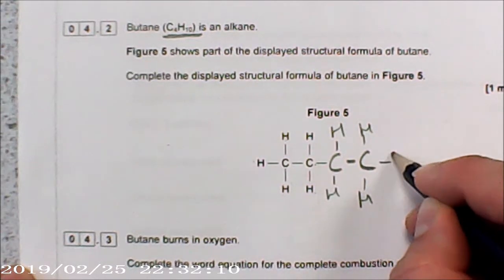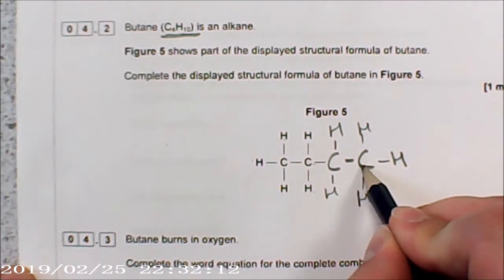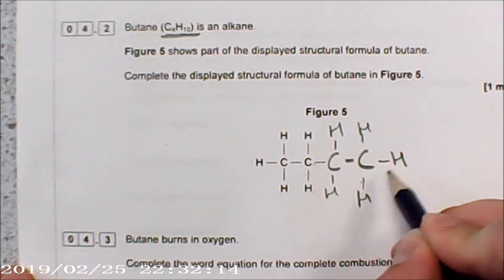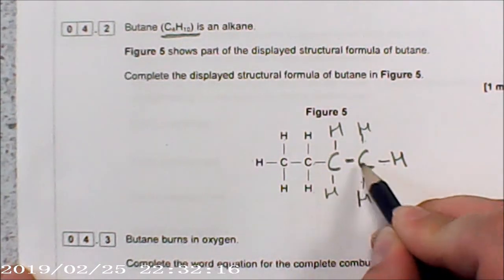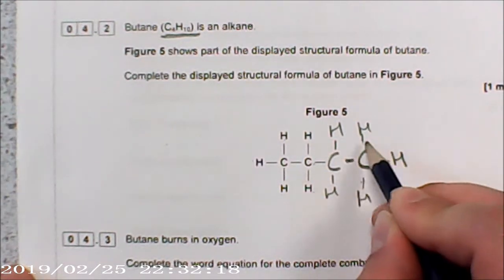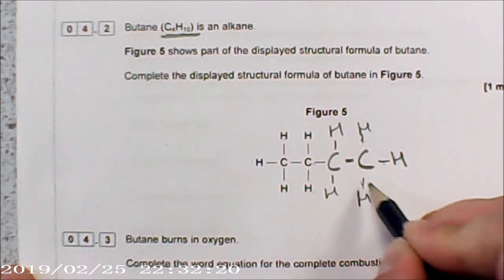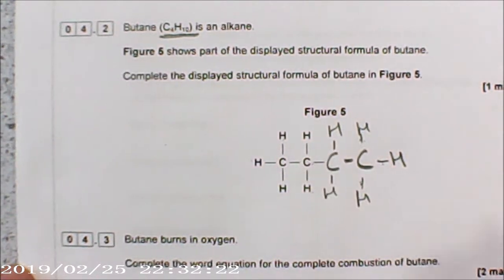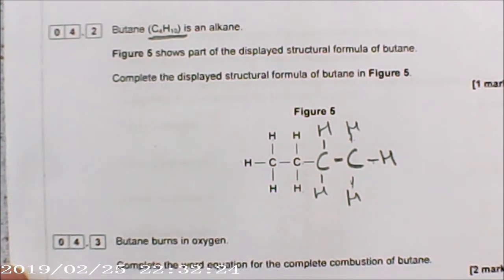to our picture. Remember, each carbon has to have 4 lines coming off it. So each carbon makes 4 bonds. Got 1 there, 2, 3, 4. That will be what it looks like for butane.